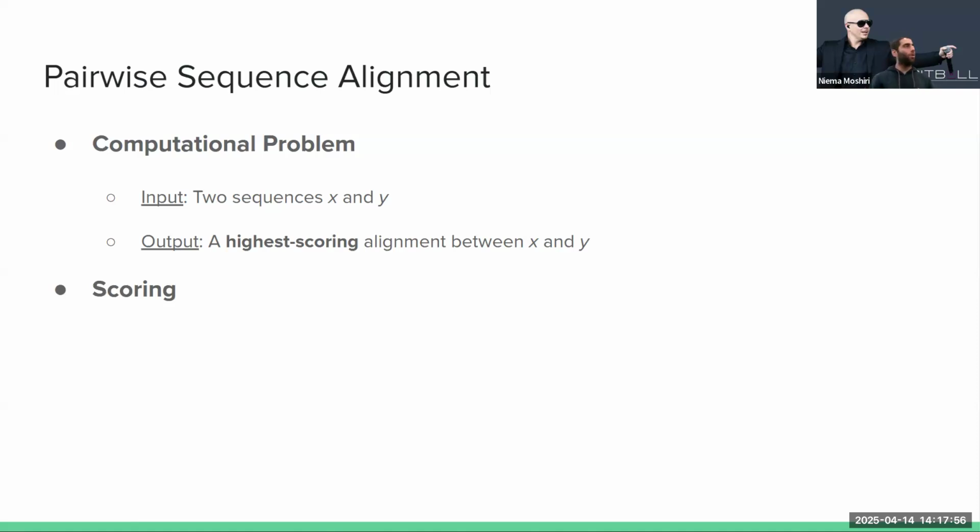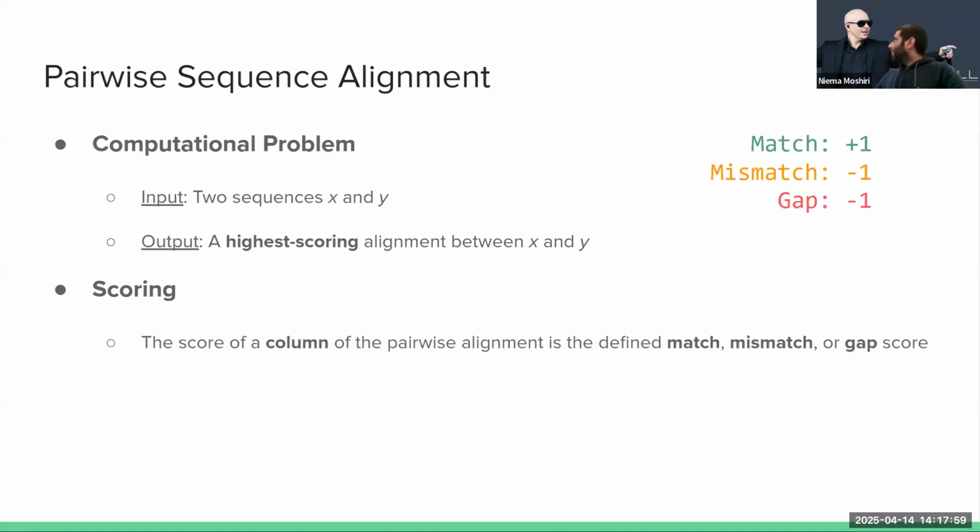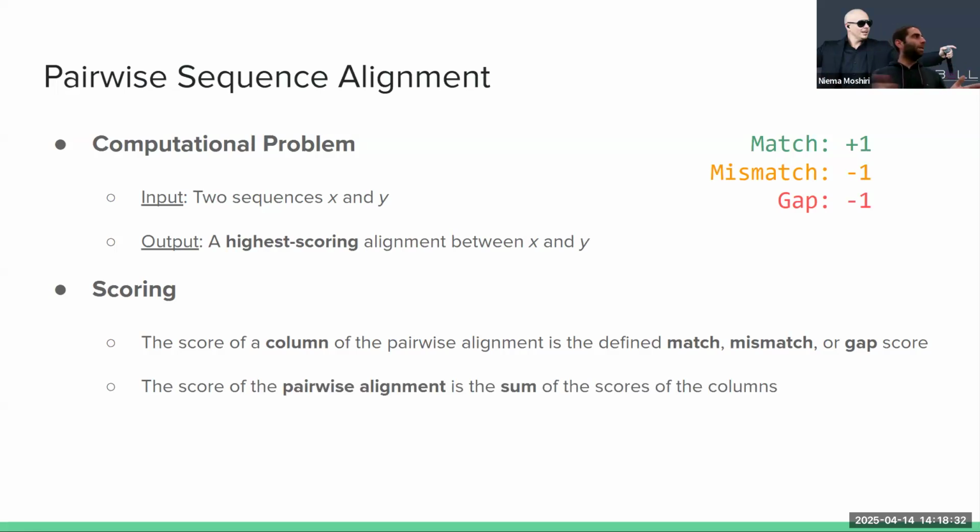So let's talk about how we can score a sequence alignment. Let's imagine that I've defined a match score, a mismatch penalty, and a gap penalty. Let's say every time I encounter a match, that's +1 points. Anytime I encounter a mismatch, that's -1 points. And anytime I encounter a gap, that's -1 points. I can define the score of a single column as one of these three values: two different letters, which would be a mismatch, two of the same letter, which would be a match, or one letter with a gap, which would be a gap. And then the score of the overall alignment would be the sum of the scores of the individual columns.